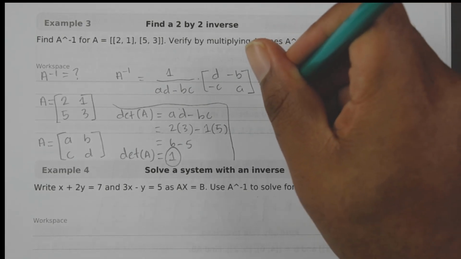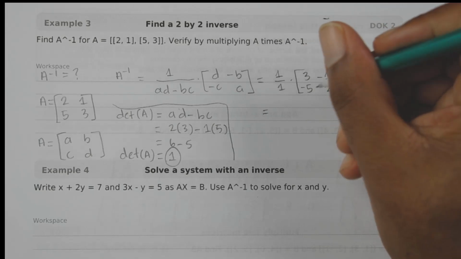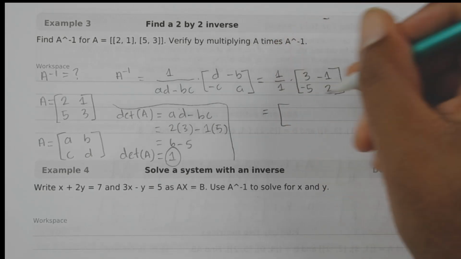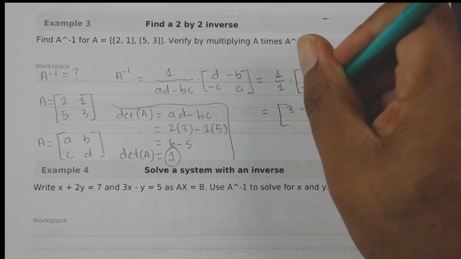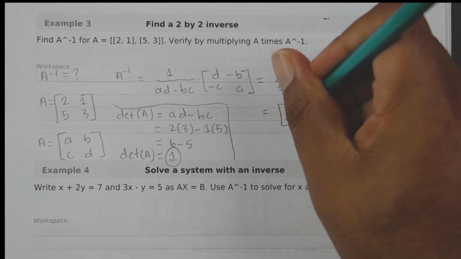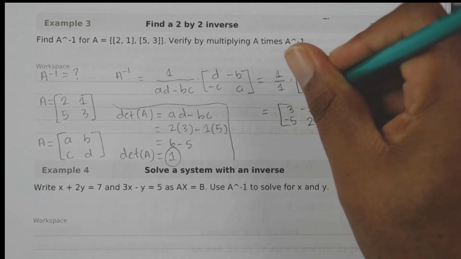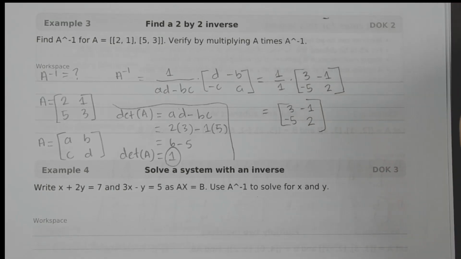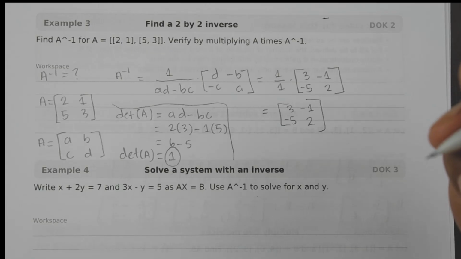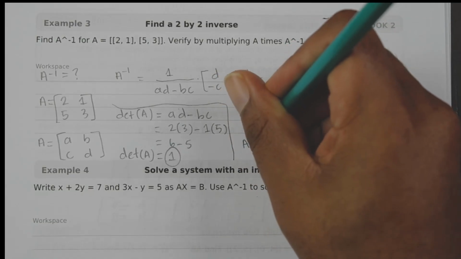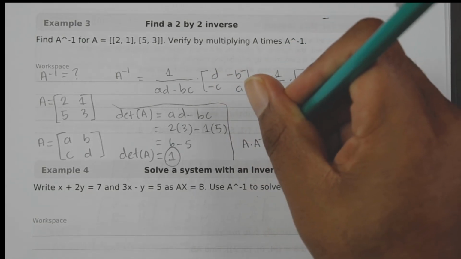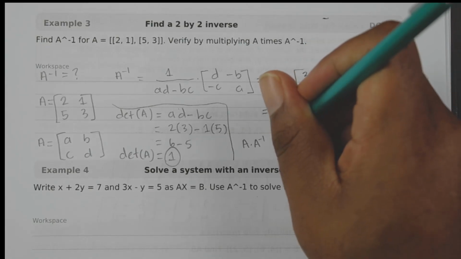All right. And then it simplifies to 1 divided by 1 is just 1. So this would be 3, negative 1, negative 5, and 2. Now we verify by multiplying A times the inverse. So that's essentially A times the inverse.